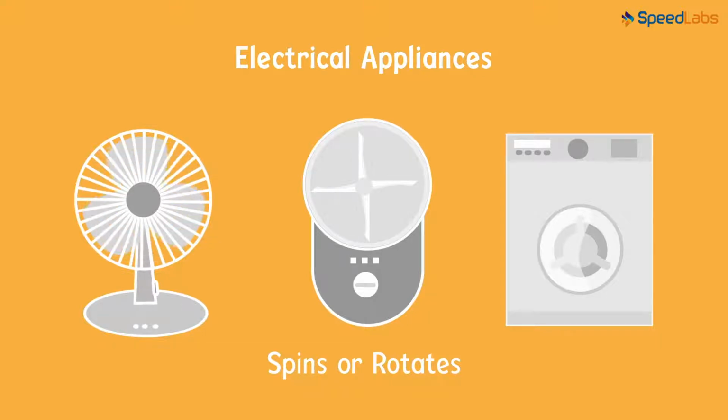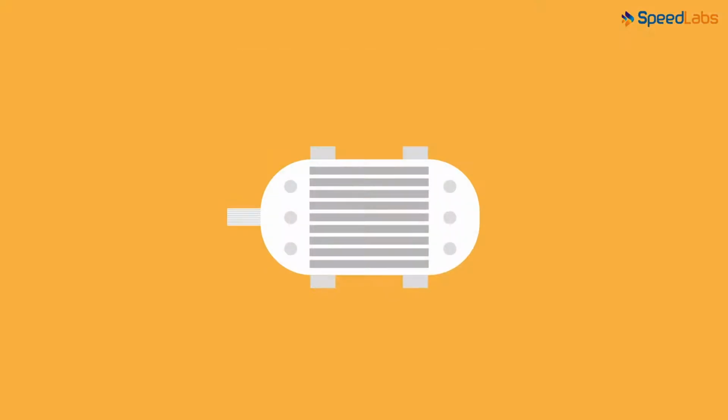The blades of the fan rotate and give us air. The blades of the grinder rotate to grind something. And the part inside the washing machine rotates to clean the clothes, right? But what exactly helps the appliances rotate and do their work efficiently? Let's have a closer look at these appliances and find out.